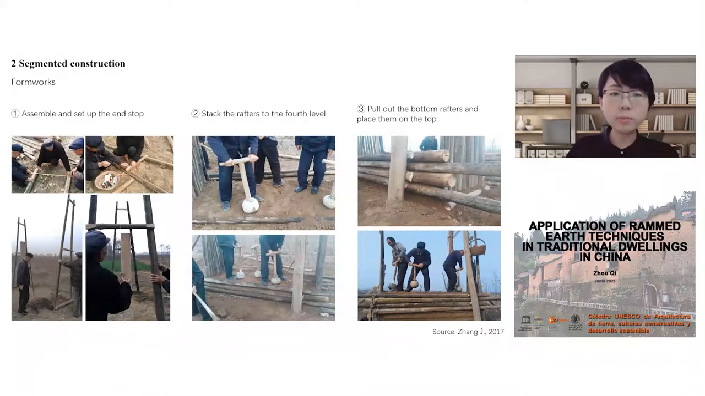Firstly, assemble and set up the end stop. Then place the rafters on both sides of the wall. One rafter corresponds to one ramming layer. After the height of one side rafter is rammed, the next one is placed. From about the 4th layer, you can pull out the bottom rafters and place them on the top. Then the rafters can be raised alternately to the desired height.